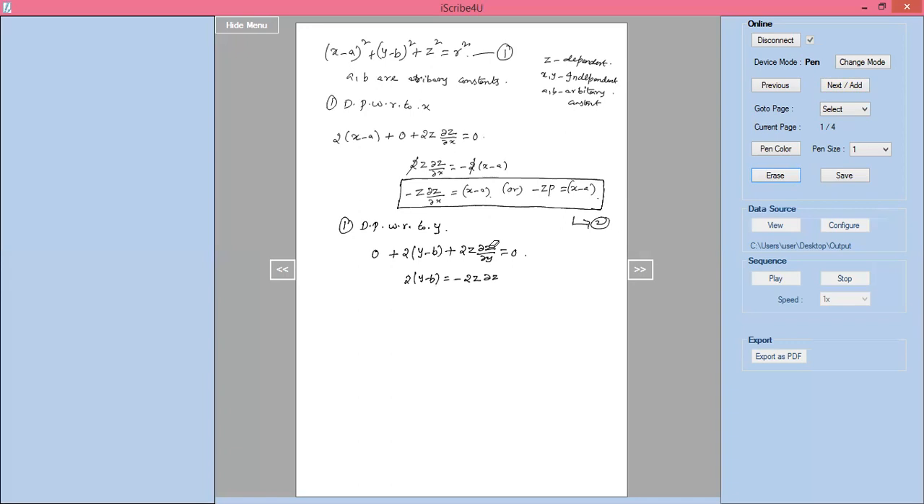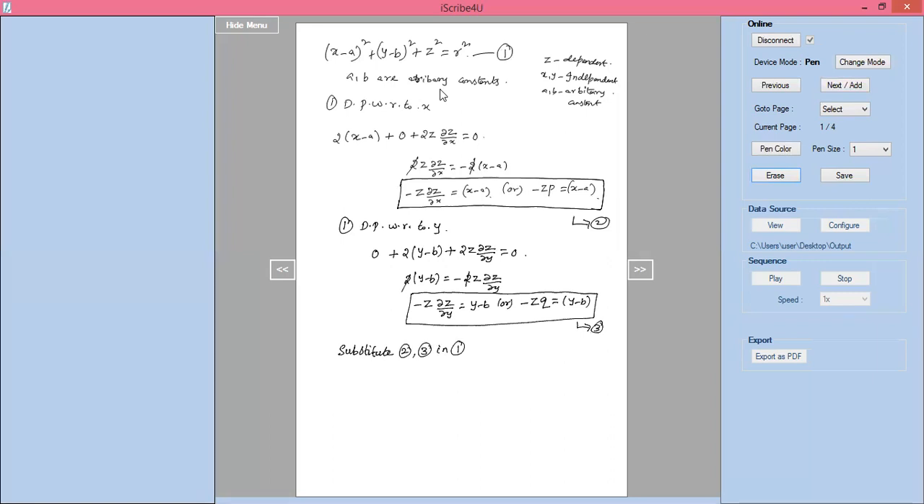I'll cancel this 2. I can write minus z into dou z by dou y equal to y minus b. That only I'll write: minus z into q equal to y minus b. Now we can write here, x minus a, and y minus b. This is equation number 3. Substitute equation 2 and equation 3 in equation 1.